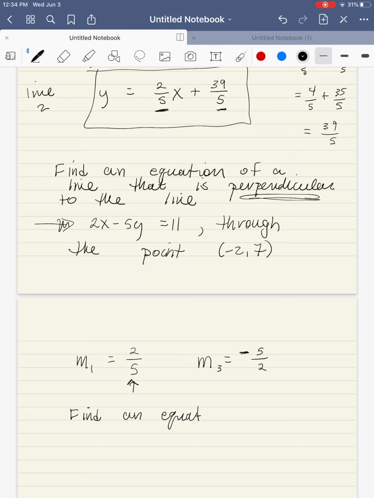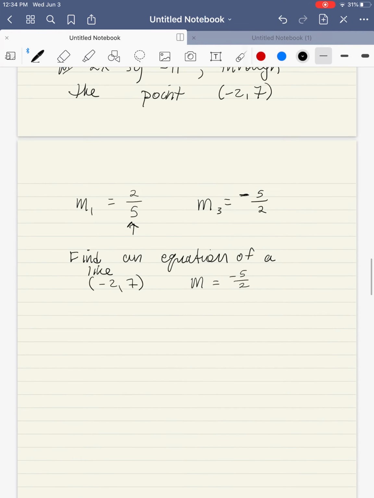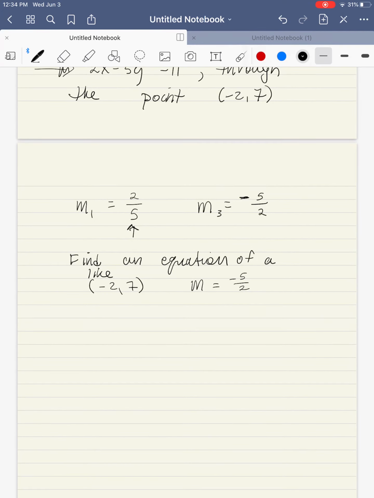And so now I'm going to do the same thing. I'm going to find an equation of a line with the point -2, 7 and the slope -5/2. And again, I want you to do that work. Pause the video, find the equation of that line, and write it in slope-intercept form. And then start the video back and check.